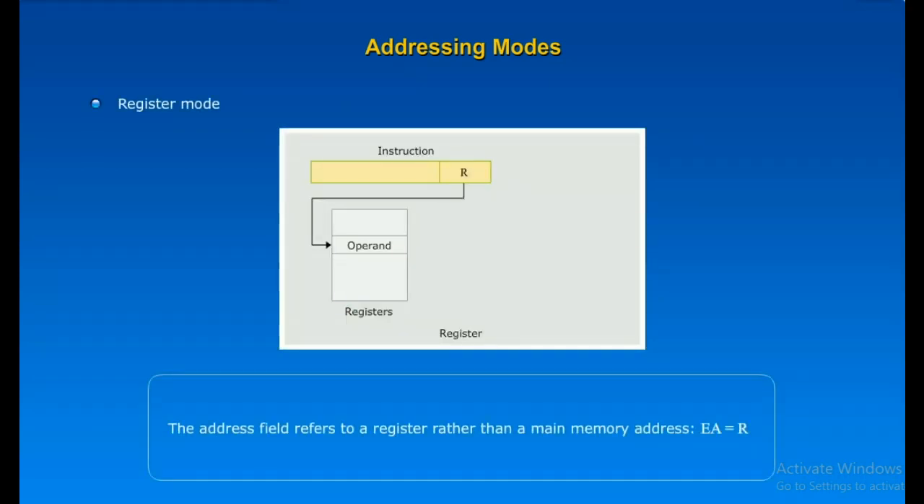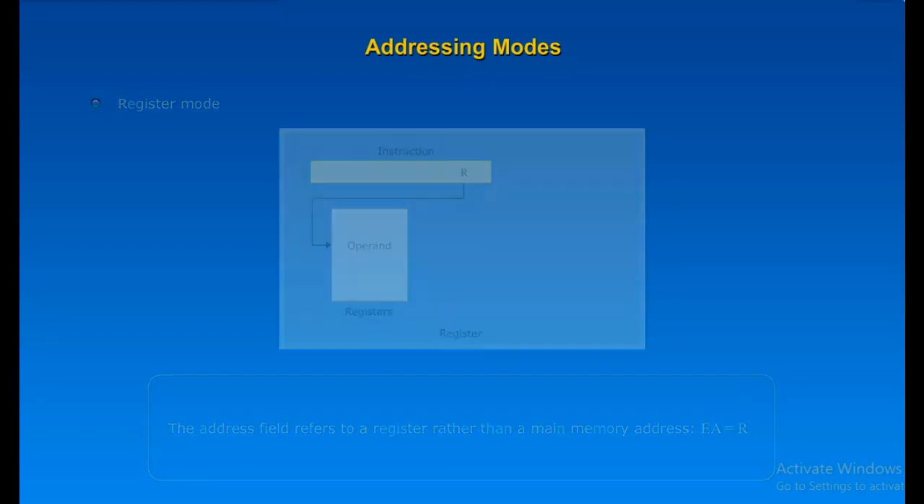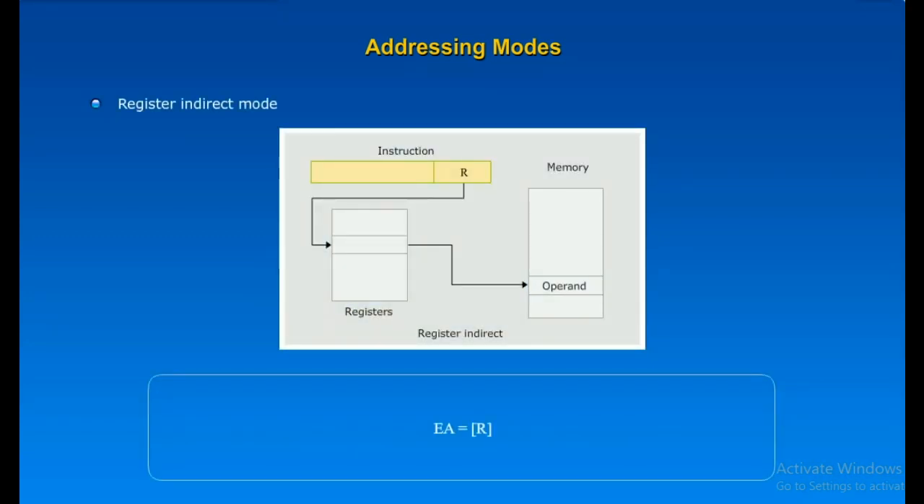Register addressing is similar to direct addressing, but in this case, the address field refers to a register rather than a main memory address. Here, EA is equal to R, where R is the name of a register. Register indirect addressing. This mode is analogous to indirect addressing. Here, EA is equal to [R], which means R is a register in the CPU whose content is the address of the operand in memory.